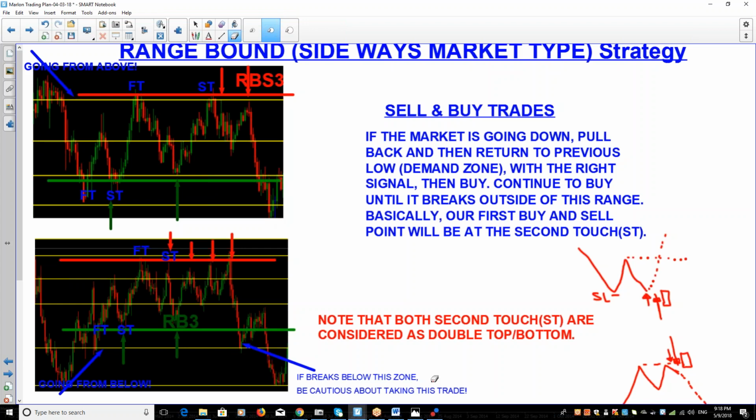Now the same thing. Note that both second touches are considered as double top and double bottom as well. So remember, a lot of this is overlapping. As I said, if it breaks, be cautious about taking any trade there.